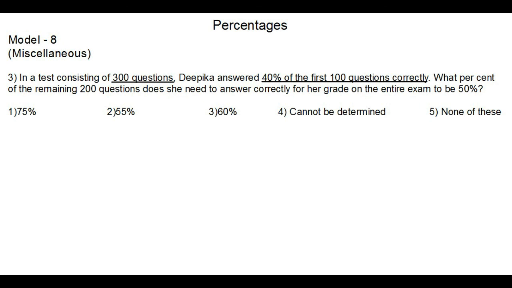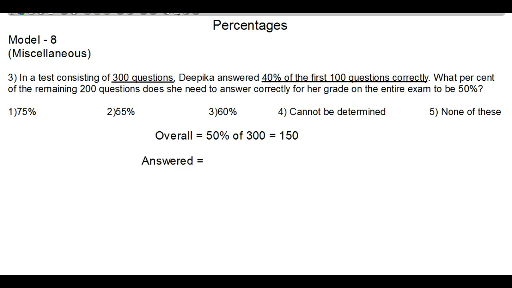Let us first understand what her overall performance should be. Overall, it should be 50% of the total number of questions, as it is given in the question that her overall grade should be 50%. So 50% of the total number of questions, 300, will be equal to 150. That means Deepika should answer 150 questions correctly to get 50% as her grade in the exam. Now we know that she has answered 40% of the first 100 questions correctly. So 40% of 100 is 40. That means out of the first 100 questions, 40 questions have been answered correctly.